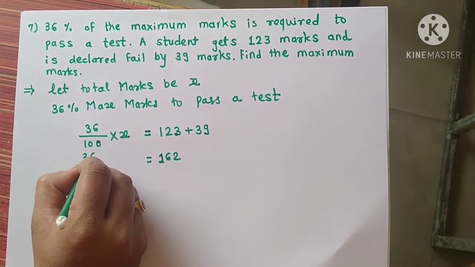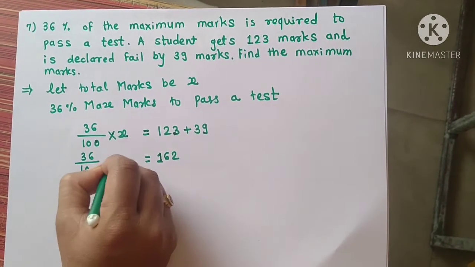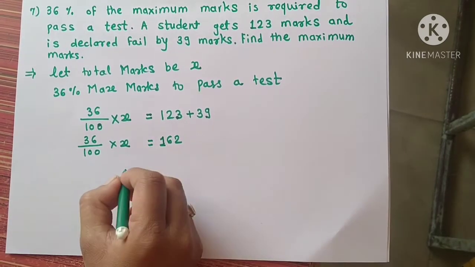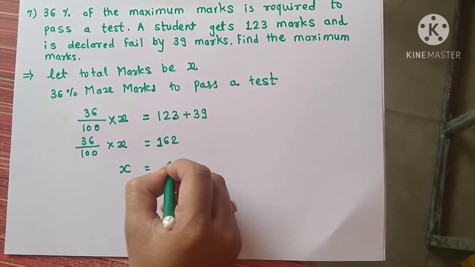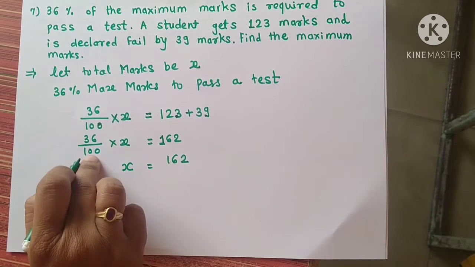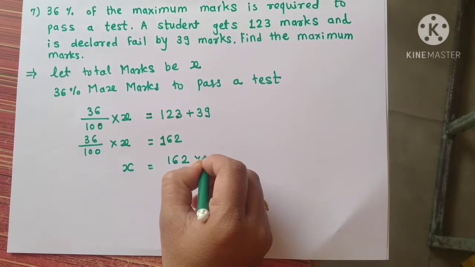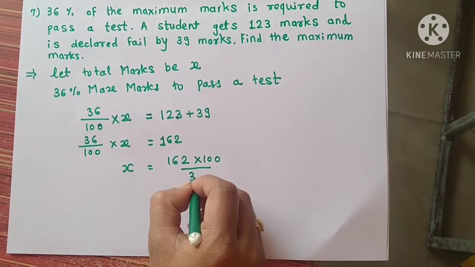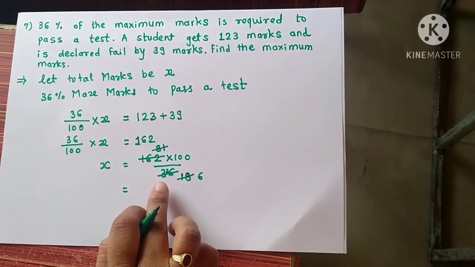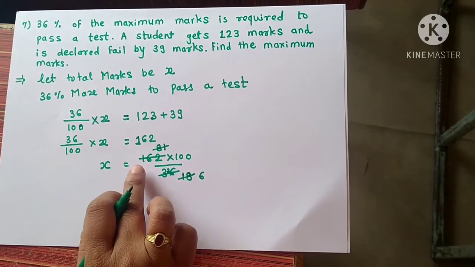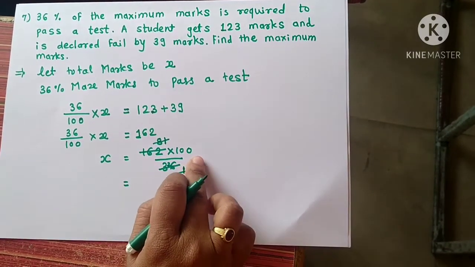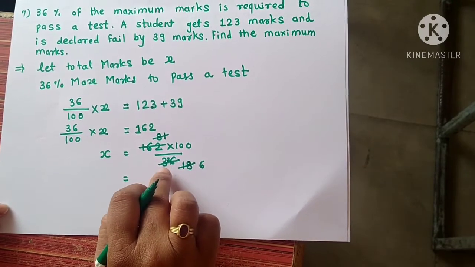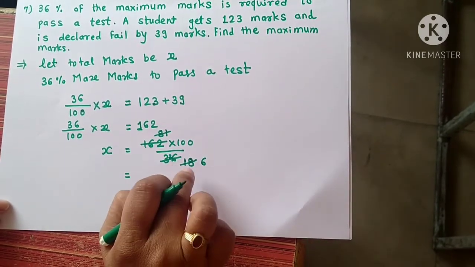So 36 upon 100 multiplied by x is equal to 162. So x is equal to 162; what is in the denominator goes to the other side, and what is in the numerator comes into the denominator. Now I'm going to reduce this 162 multiplied by 100 upon 36. First of all, I'm going to reduce this 36 and 162 by 2.